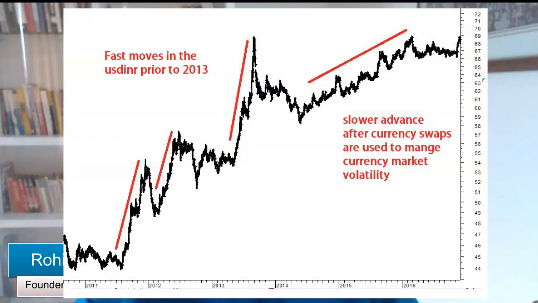Now, one of the things which happened after 2013 when we hit 69, Raghuram Rajan came in as the governor of the RBI. He did a lot of swaps with Japan and tried to actually intervene in the currency market and slow down the pace of weakness. And so after that, whenever we would see weakening, we've seen much slower moves in the underlying pair compared to the kind of volatility we would see before. So somewhere I've sensed that the RBI has moved towards a policy of low currency market volatility.